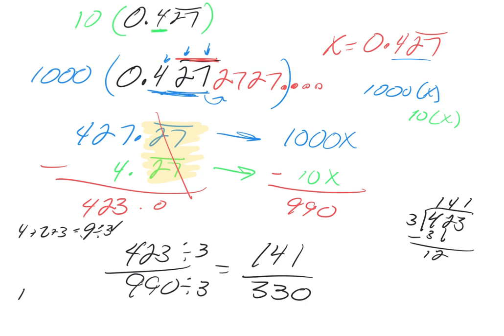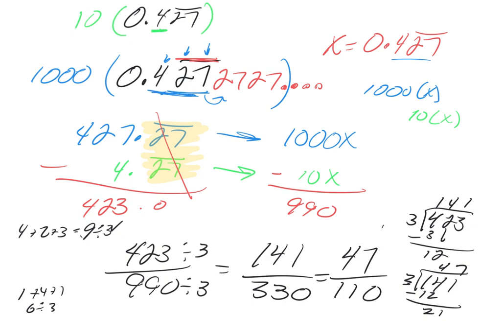And since 1 plus 4 plus 1 is equal to 6, and 6 is divisible by 3, that means 141 is also divisible by 3. So it goes into it 4 times, so minus 12. So it goes into it 47. And then 330 divided by 3 is 110. So that final answer will give us 47 over 110.